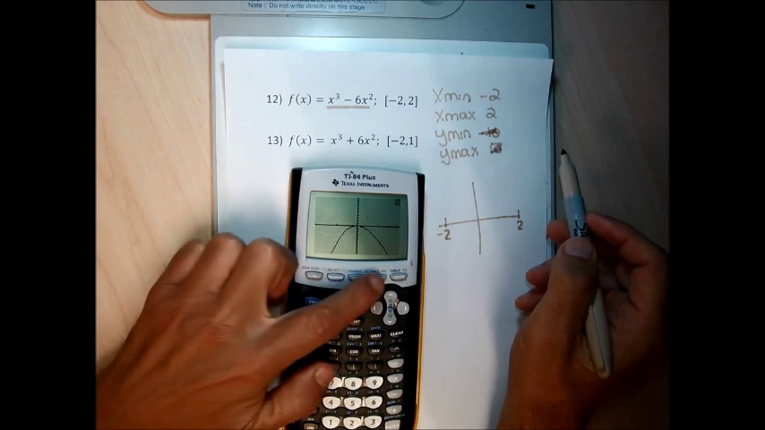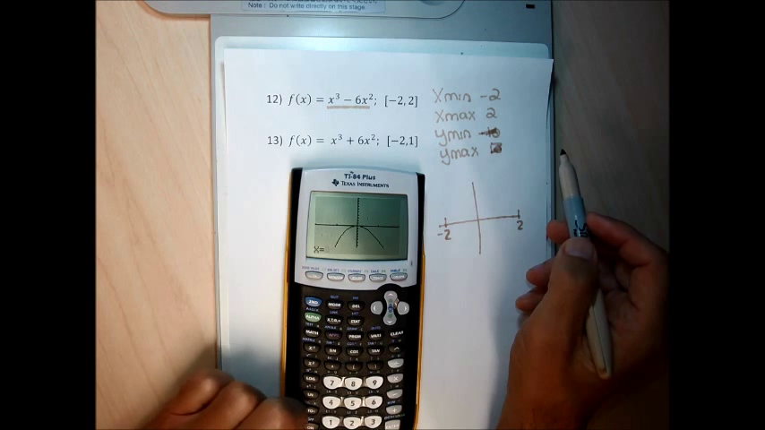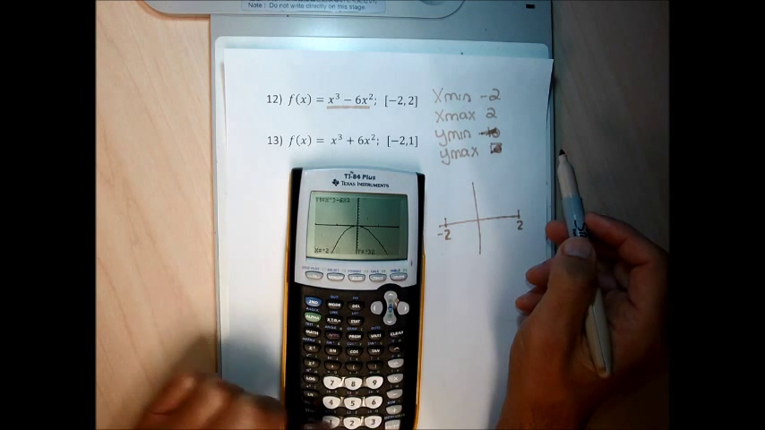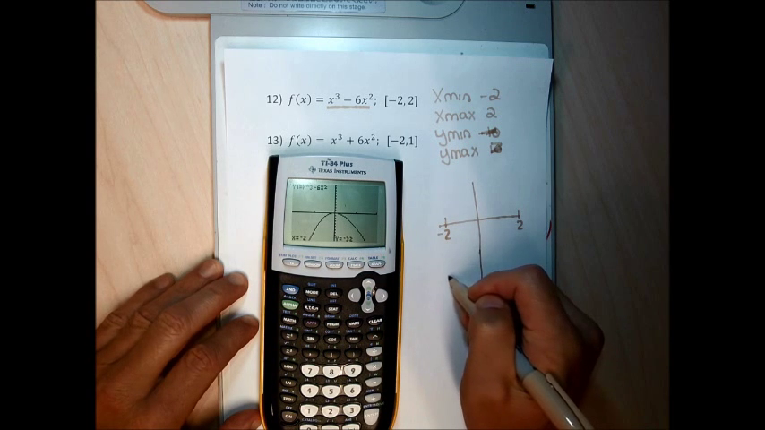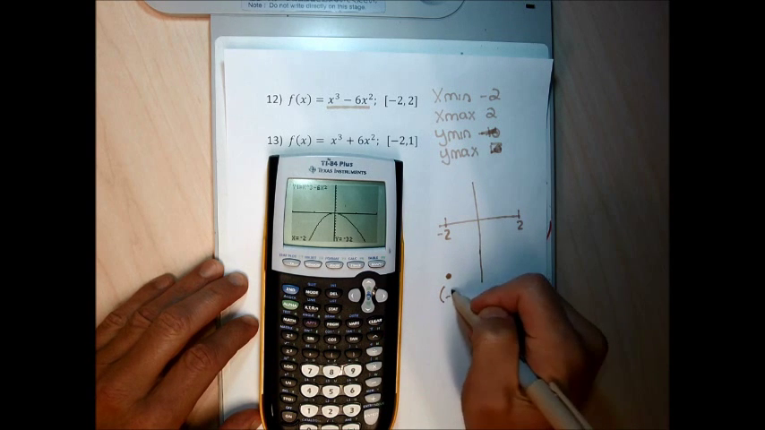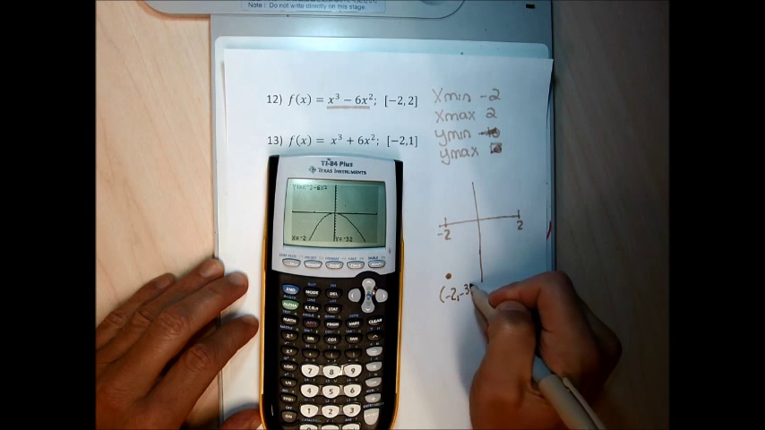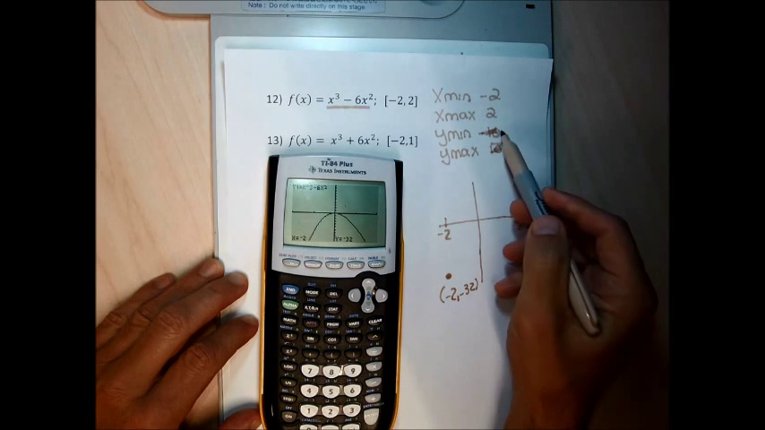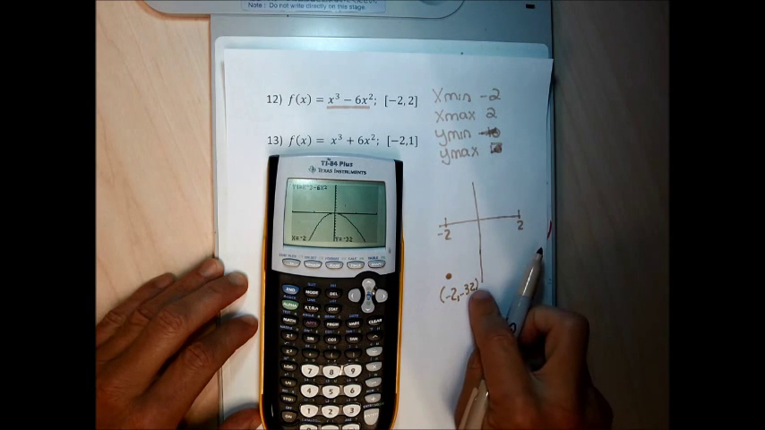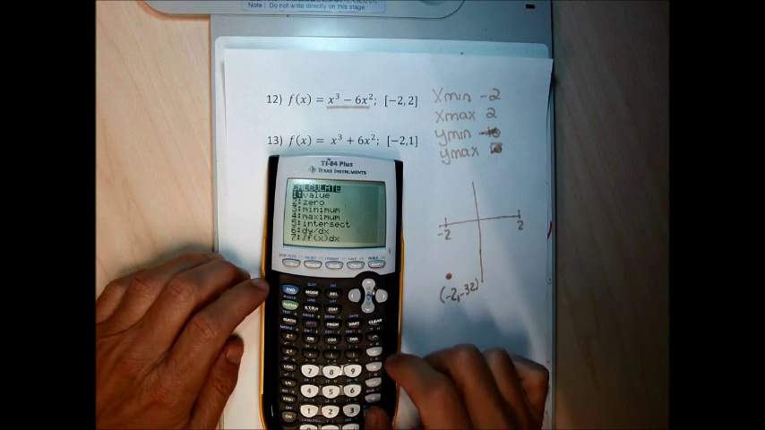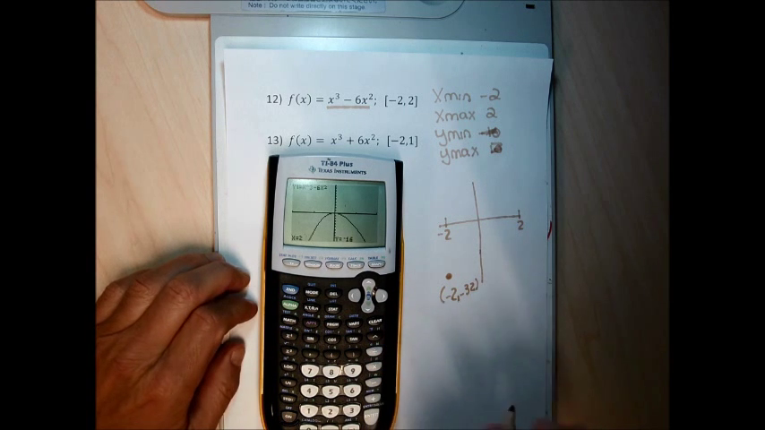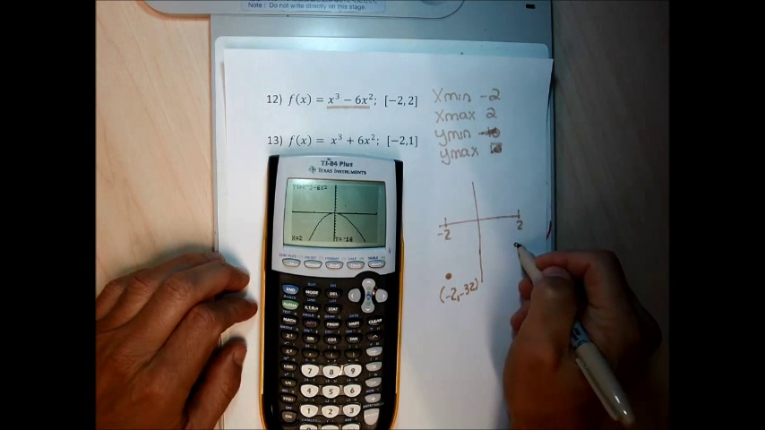So I'm going to go second calc value, type in negative 2 for x, and this tells me the graph goes somewhere at x equal to negative 2. The y coordinate of its point is negative 32. That tells me my y min has to be at least at negative 32. Let me do the same for x equal to 2. Second calc value, type in 2, and I get negative 16 when x equal to 2.